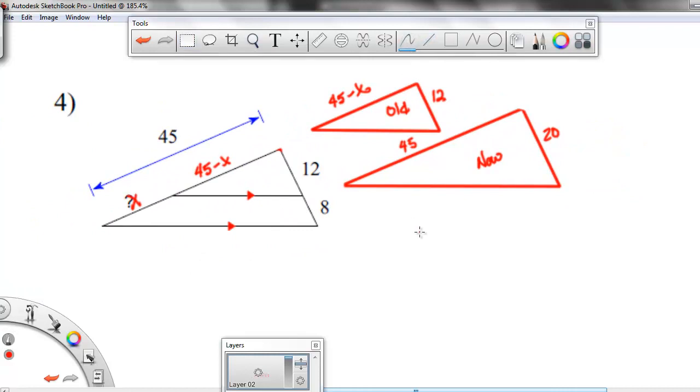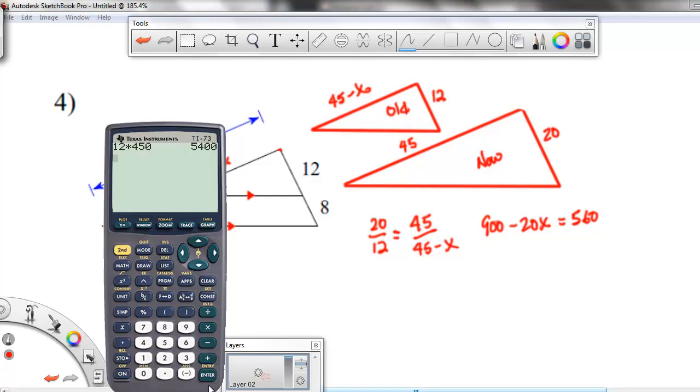Let's go ahead and write our proportions. So 20, the new, divided by the old, 20 over 12, will be equal to 45 over 45 minus x. Cross multiply these together. 45 times 20, that should be 900. 900 minus 20x will be equal to 12 times 45. I think that should be 560.